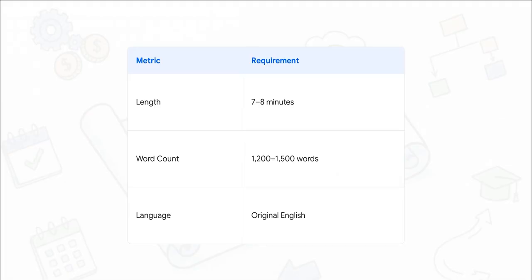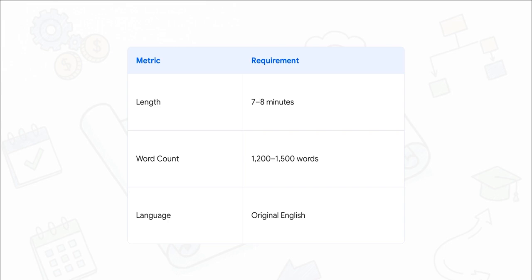The requirements outlined here illustrate the exact quantitative balance needed to keep a highly engaging, beginner-friendly script moving perfectly on pace. We're talking a length of exactly 7 to 8 minutes, paired with a word count of 1,200 to 1,500 words, all in 100% original English. Now, why does this math actually matter? Well, because it dictates the pacing.